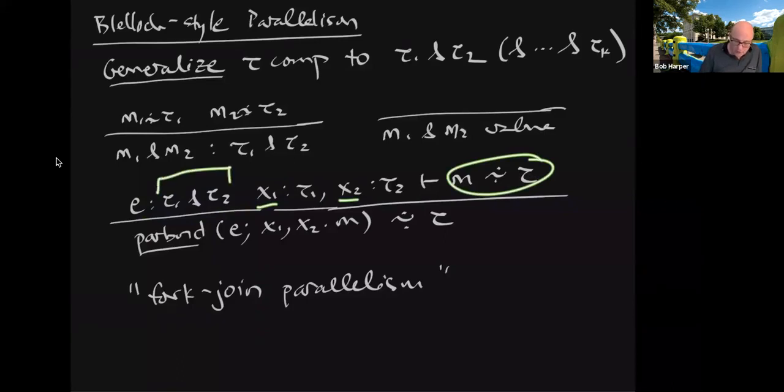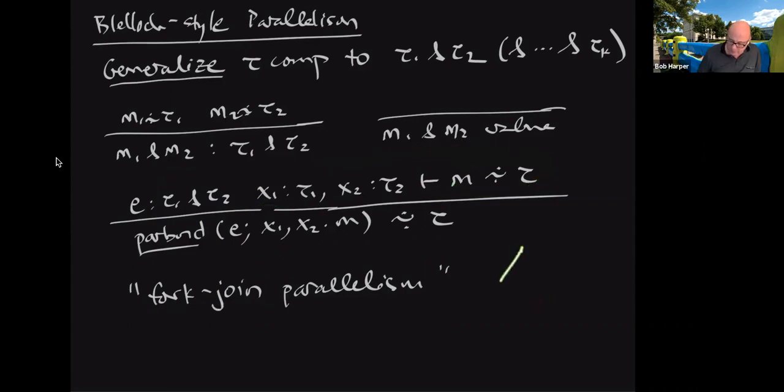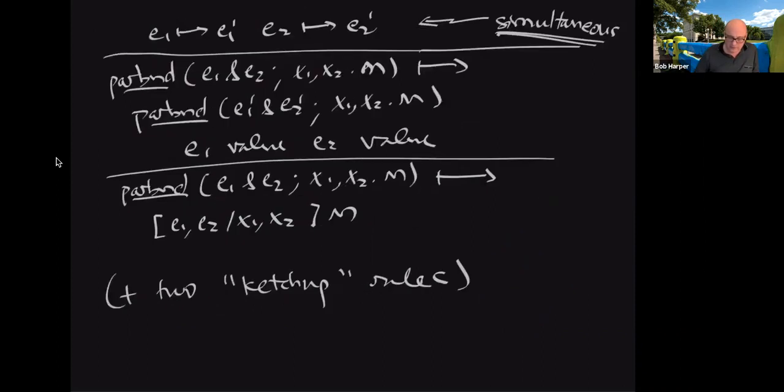It is literally exactly fork and join. It's fork-join parallelism, which I can depict looking like this. I evaluate the two components, M1 and M2, simultaneously, and then I join them. So this is the fork point, and this is the join point. When I start the parbind, I fork, and when I finish the parbind, I join. So this is fork-join parallelism, emerging as a manifestation of type structure. That's not just imposed from the outside. It just falls out, and you get to use that according to how you use the types.